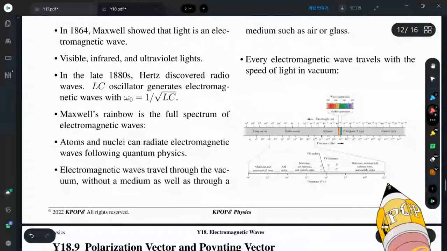Maxwell's rainbow includes all kinds of electromagnetic fields that can propagate in space as well as vacuum. No other wave, such as a mechanical wave propagating along a loaded string or a sound wave that propagates in the air, can travel in free space. In vacuum, only the electromagnetic field propagates with the speed of light, always.